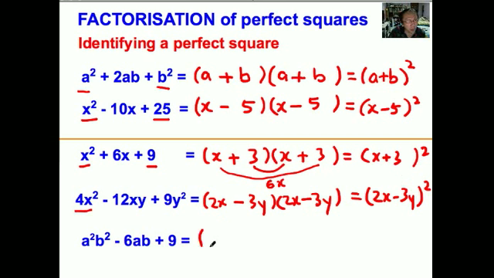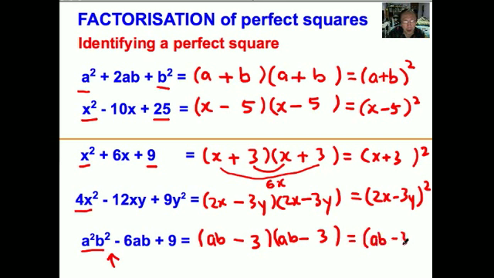In the last example, the first term is a squared b squared, therefore we have ab times ab. Last term is 9, which means 3 times 3, and middle term is negative, therefore both factors must be negative, giving us ab minus 3 squared.